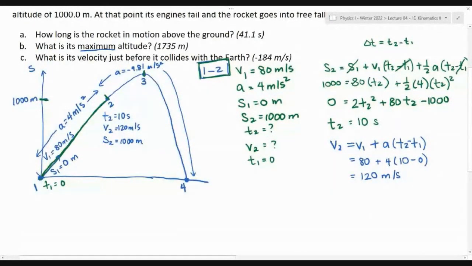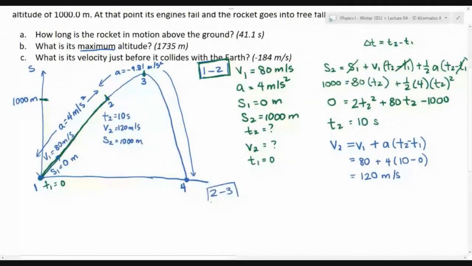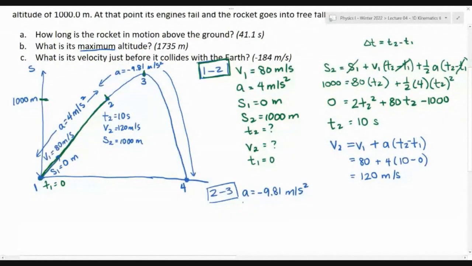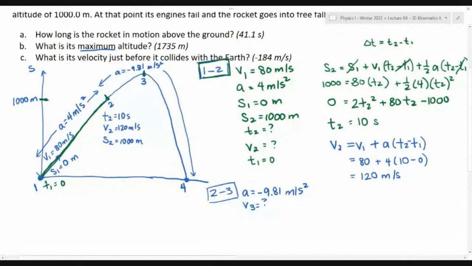So now we can go from 2 to 3 to figure out information about 3. We know all this stuff about 2. So we know T2, V2, and S2. Now, how do we figure out all the information for 3? Well, we also know that the acceleration is negative 9.81 meters per second squared. So let's try to find out what V3 is, and let's also try to find out what T3 is. Does somebody want to stop me and ask a question? Because I know it's kind of confusing.